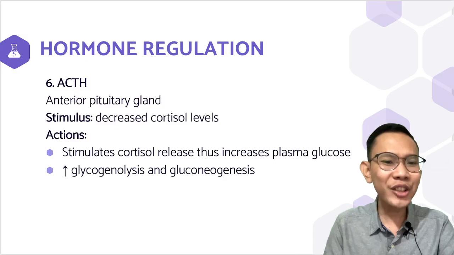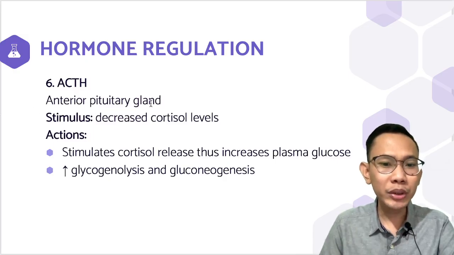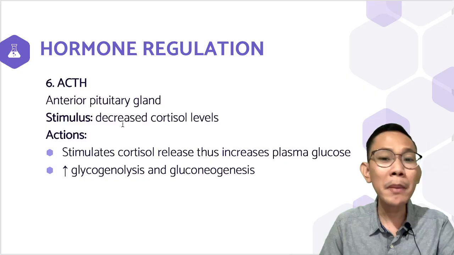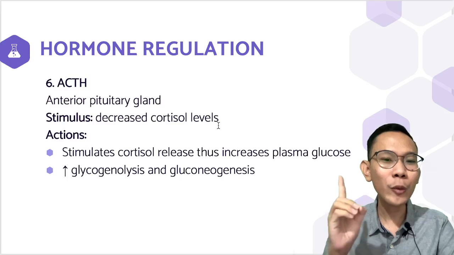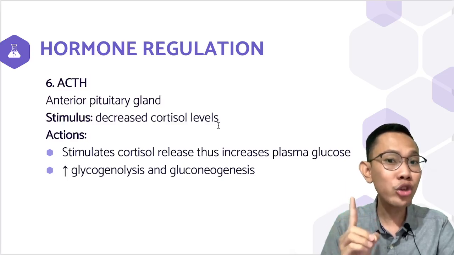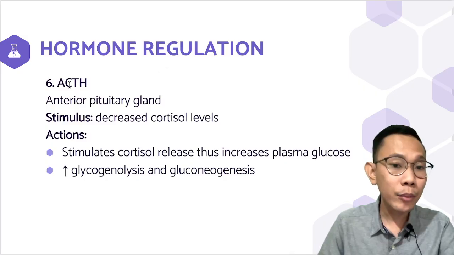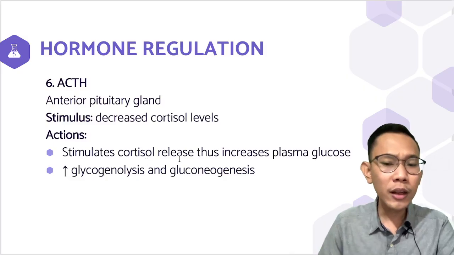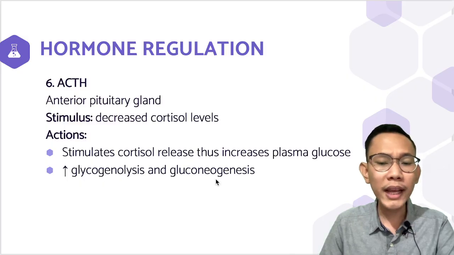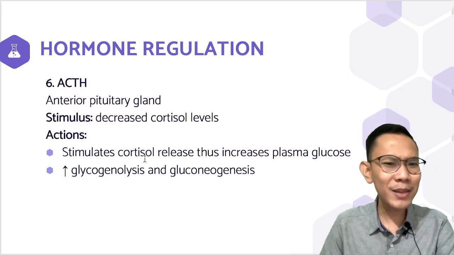Your ACTH, of course, from anterior pituitary gland, ang stimulus natin pag mababa ang cortisol level. Kanina, di ba, ang cortisol natin umaangat siya because upon the stimulation of your ACTH coming from your anterior pituitary gland. Same pa rin, stimulate cortisol release, thus increase your plasma glucose, increase glycogenolysis and gluconeogenesis. Same, increase blood glucose level.